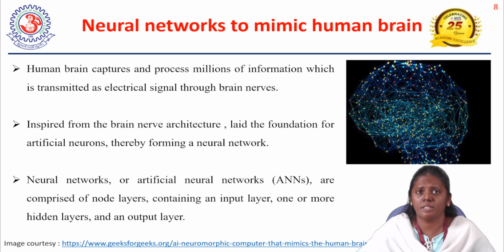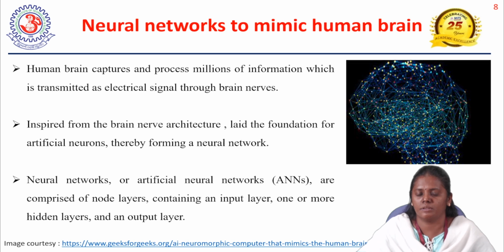So where did we get that inspiration of having an artificial neuron? It is not from anything else, it is from our human brain. So neural networks mimic the human brain. The human brain captures and processes millions of information, which is transmitted as electric signals through our brain nerves. So when you see a picture, through our sense organs, we sense something, and that is transmitted via electric signals. The information is transmitted via the nerves. It reaches our brain, and in our brain, it is transmitted again as electric signals, and we identify what kind of image it is. This is how it works naturally for us.